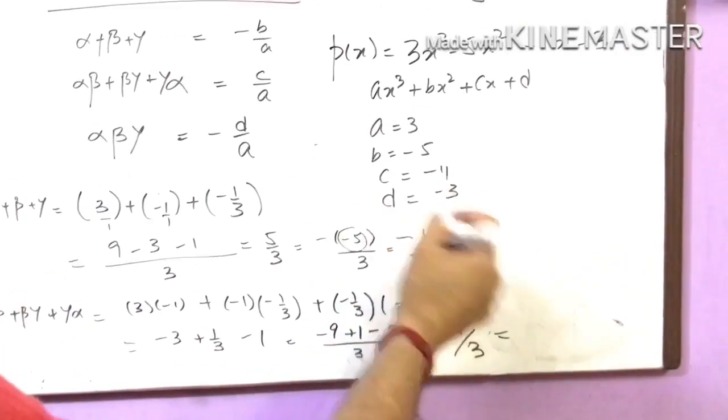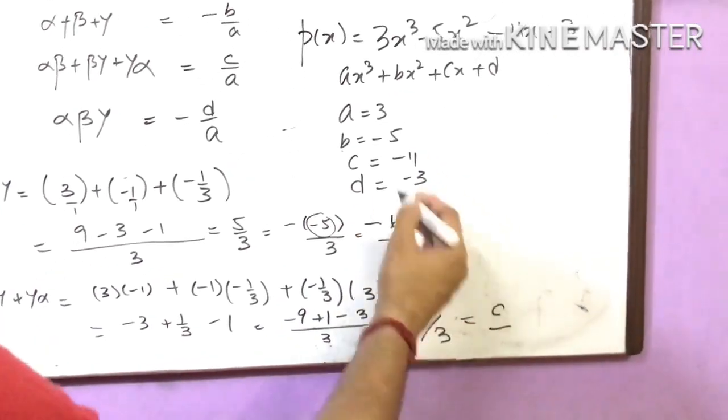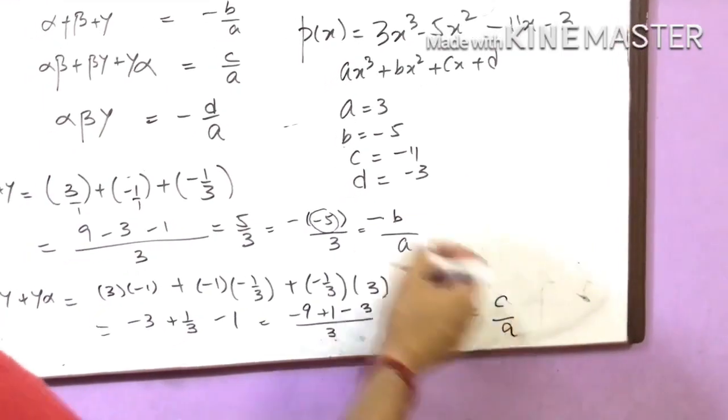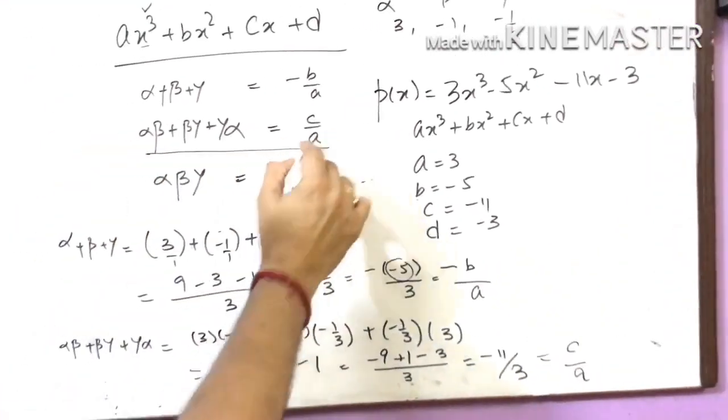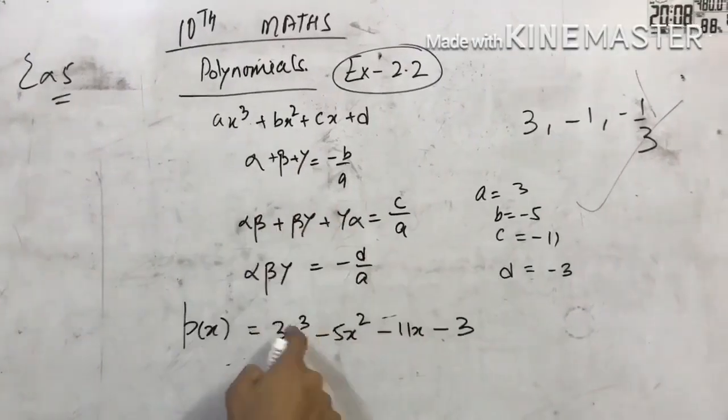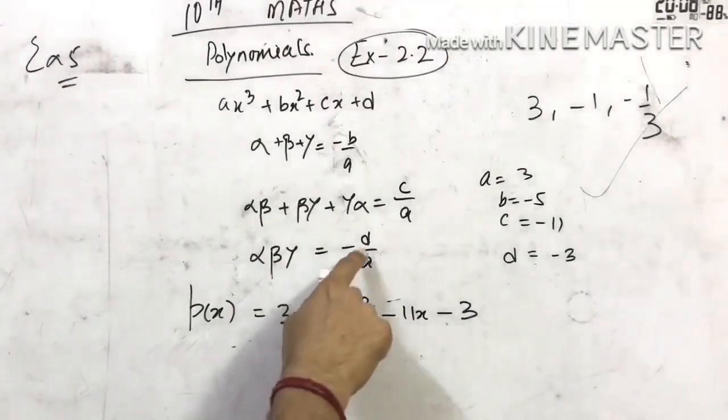So what is minus 11? It is C. What is 3? It is A. So you can see we have proved this one also. So last verification is for alpha into beta into gamma, that is minus d by a.